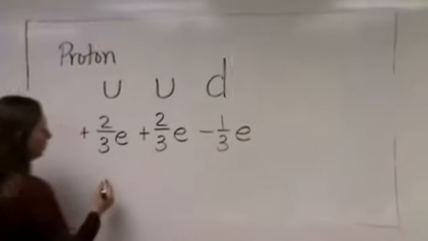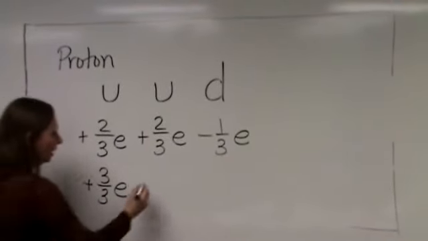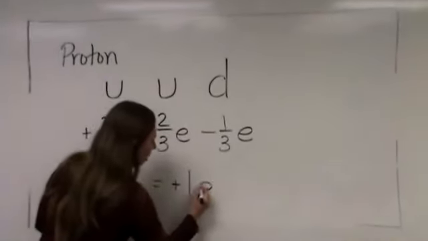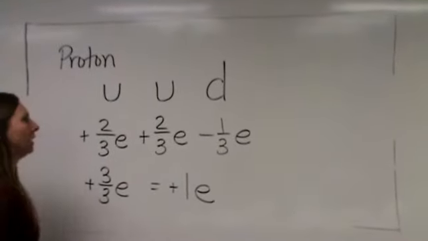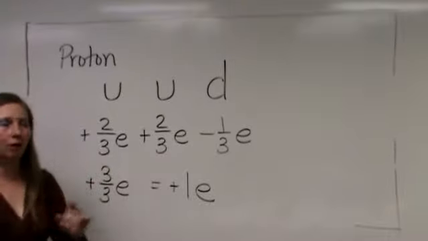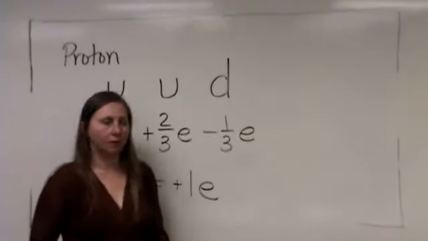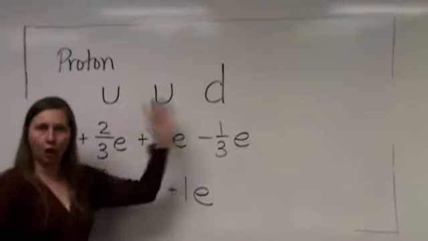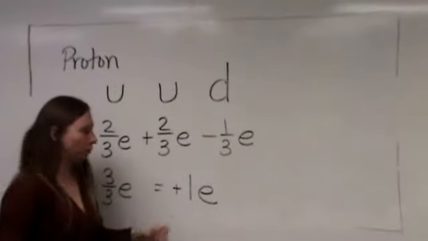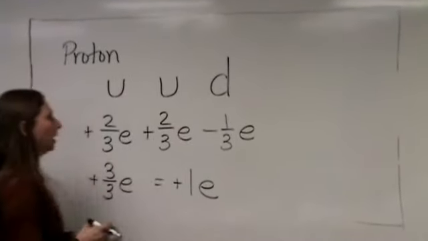Okay, so what we have so far, positive 3/3 e. Well, that's positive 1 e. And that's correct. That is the charge of a proton. Now, you have to memorize that a proton is made of 2 up quarks and a down quark. But if you forget, you can double check by making sure that the charges of 2 up quarks and a down quark add up to positive 1, the charge of a proton.